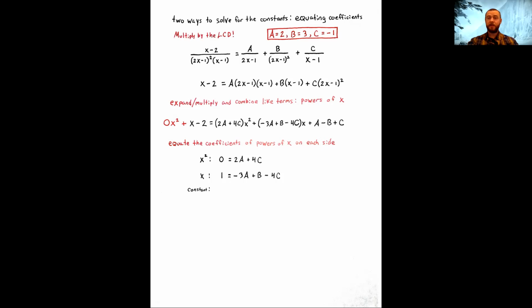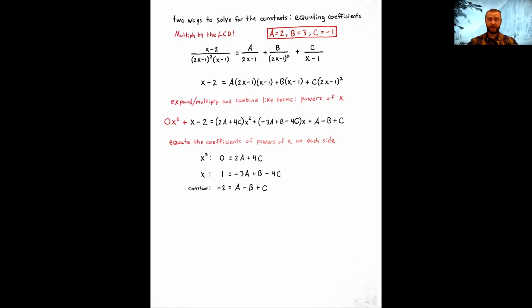Your last equation is equating the constant terms on both sides. On the left, we have a constant, negative 2. On the right, we have 3 of them, but they're all combined constants. This all combines to give a constant. The constant on the right side is a minus b plus c, the part or term without a power of x on it. So our third and final equation is negative 2 equals a minus b plus c. All 3 equations came by equating coefficients of the 3 like terms, x squared, x, and the constants on both sides.